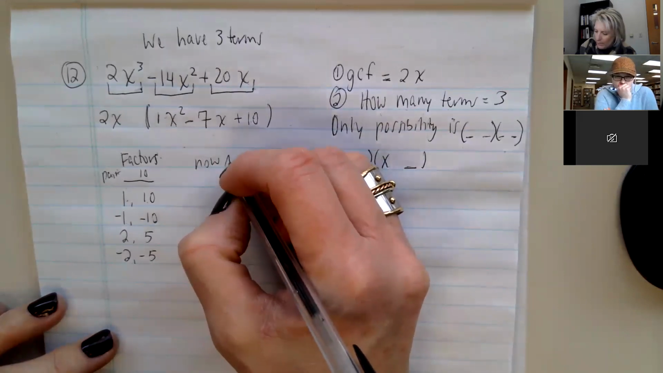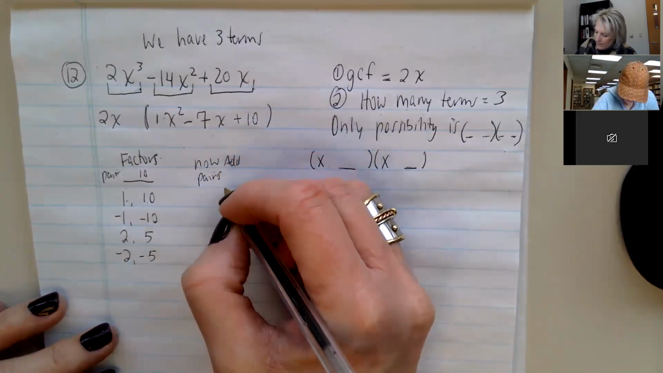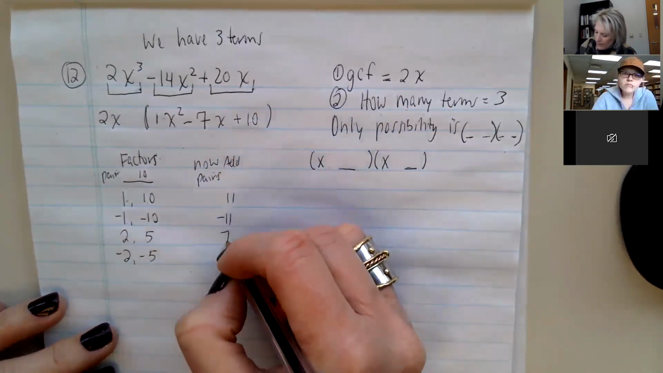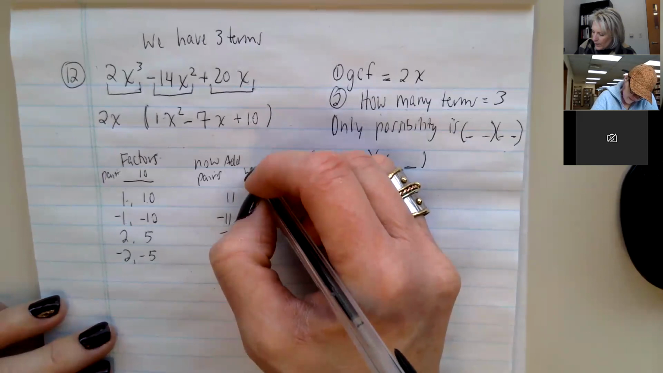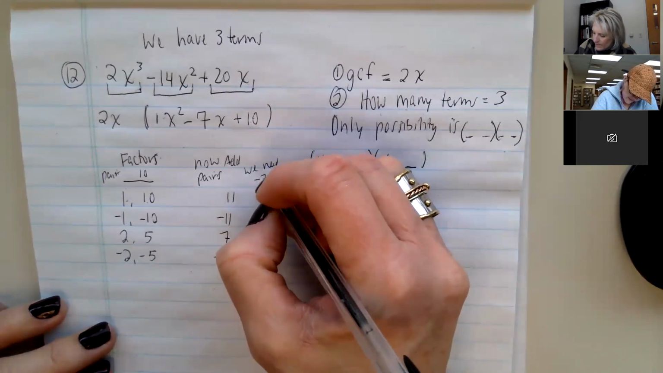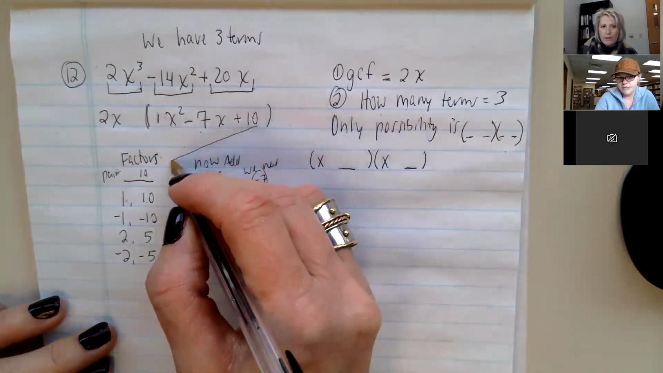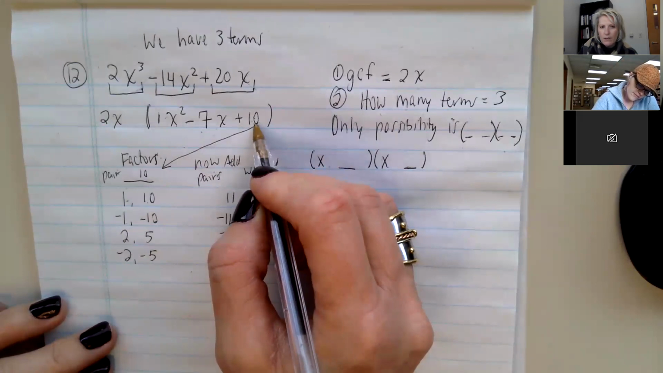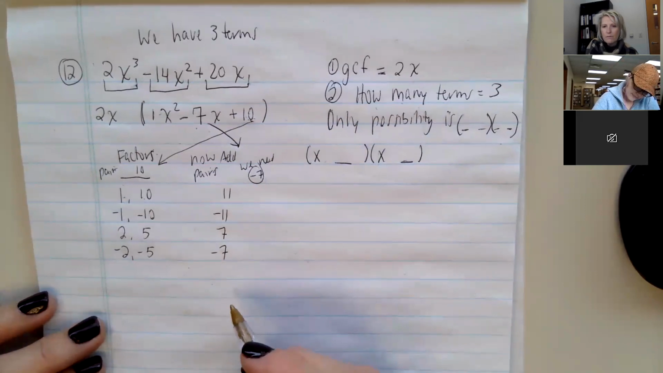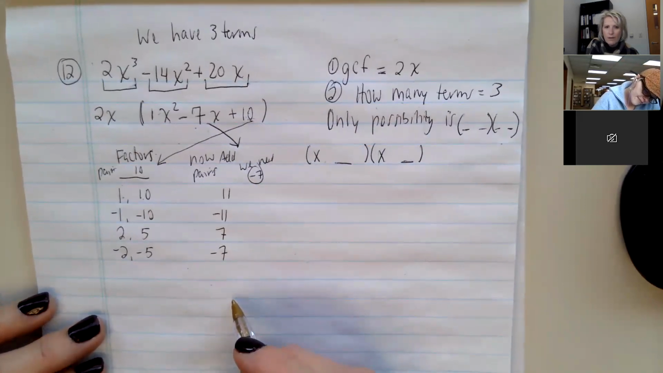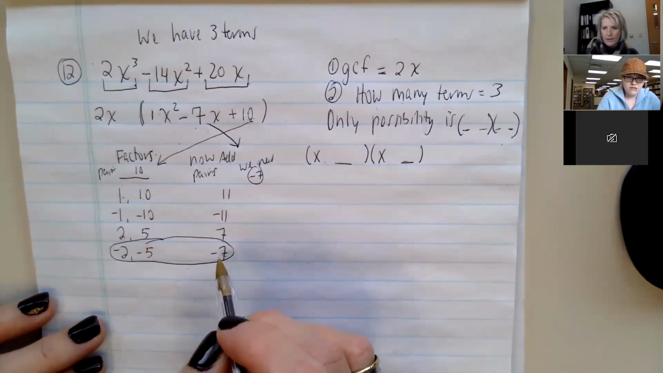And I'm going to say now add pairs. So we've got 11, a -11, 7, and a -7. And we need a -7 right here. So we need factors, things that multiply to make this one, that add to make this one. And does everybody see where this is the pair? Because we get the -7.